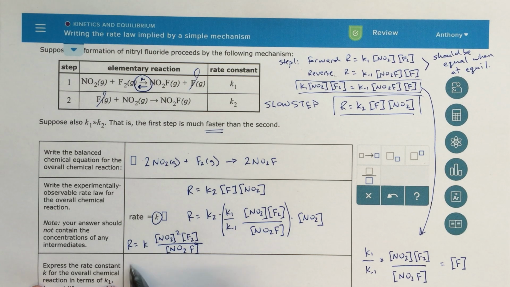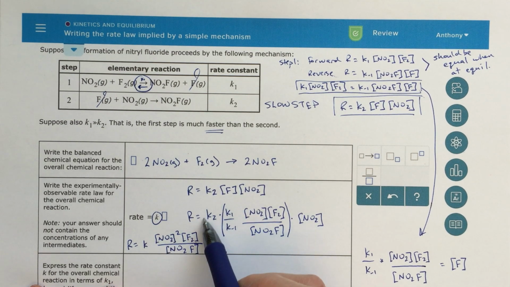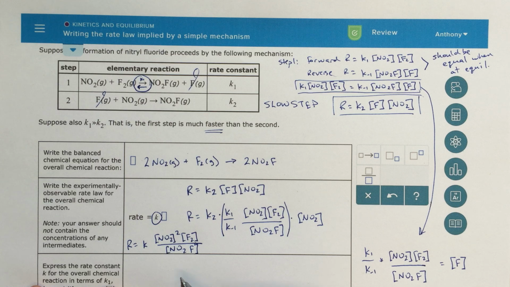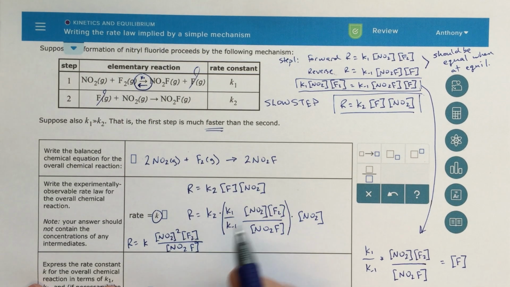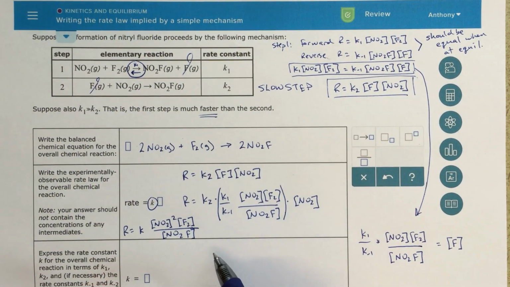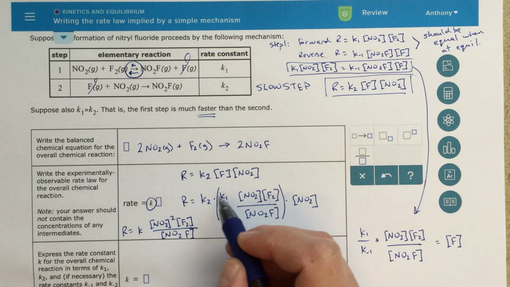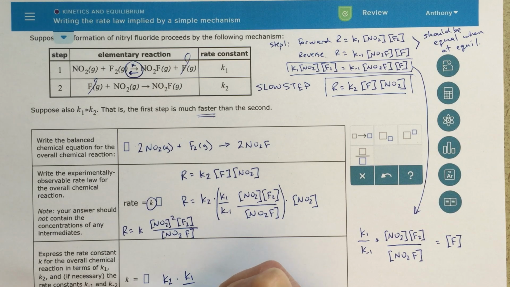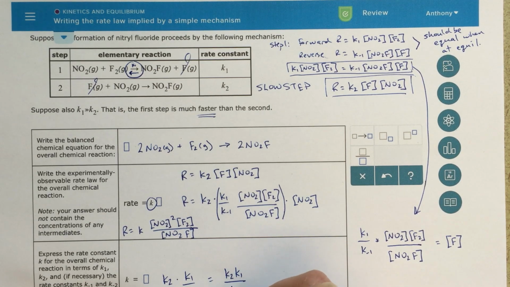And now for this bottom part, so I've grouped all of these, K2, K1, K to the minus 1. Those are all constants. I've grouped them all together into this overall constant. And that's really the answer to the bottom question. So the answer to the bottom question, I'm going to write this K term in terms of all of these. So in this case, it's just going to be K2 times K1 over K to the minus 1. That's what I would put in for my answer for this problem.